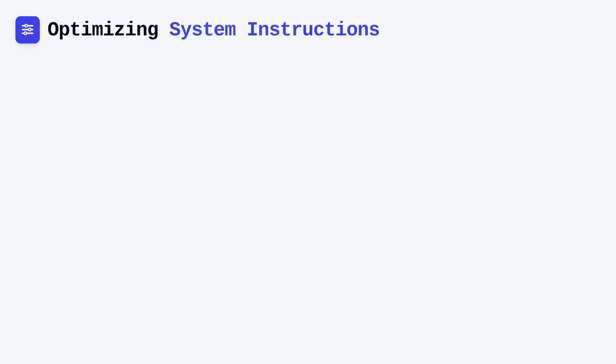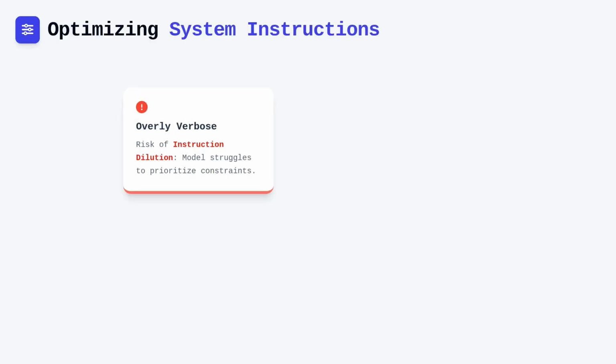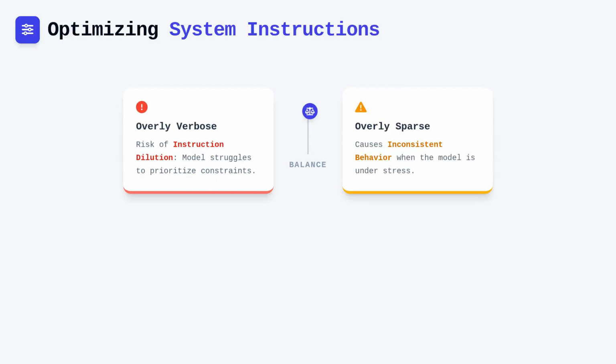The primary challenge in tuning these instructions lies in balancing the rigidity of the rules against the model's natural instruction following flexibility. If your system directives are too verbose or overly convoluted, the model may suffer from instruction dilution, where it struggles to prioritize which constraints take precedence. Conversely, overly sparse instructions lead to inconsistent behavior under stress.